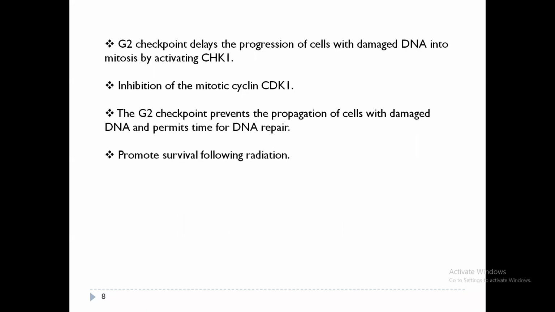The G2 checkpoint delays the progression of cells with damaged DNA into mitosis by activating CHK1, checkpoint kinase 1, and there will be inhibition of the mitotic cyclin dependent kinase 1. The G2 checkpoint prevents the propagation of cells with damaged DNA and permits time for DNA repair, and hence promotes survival following radiation.